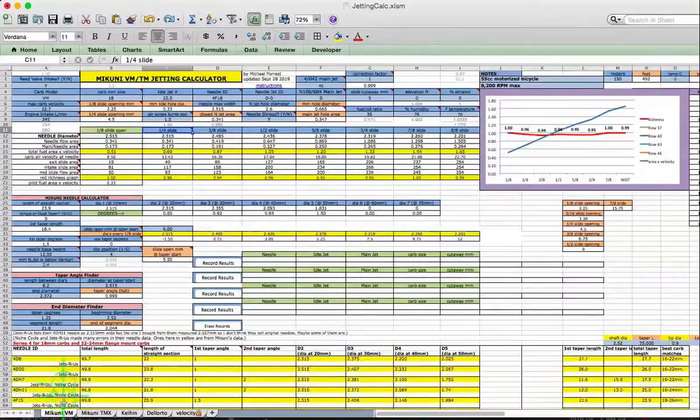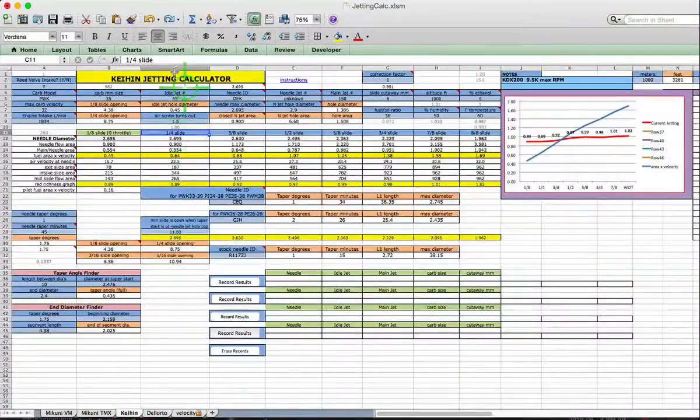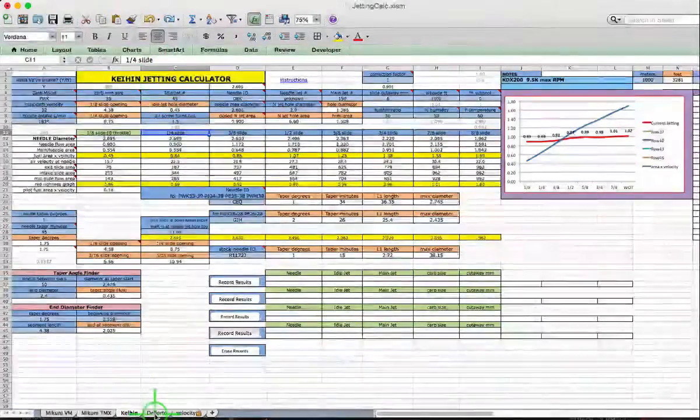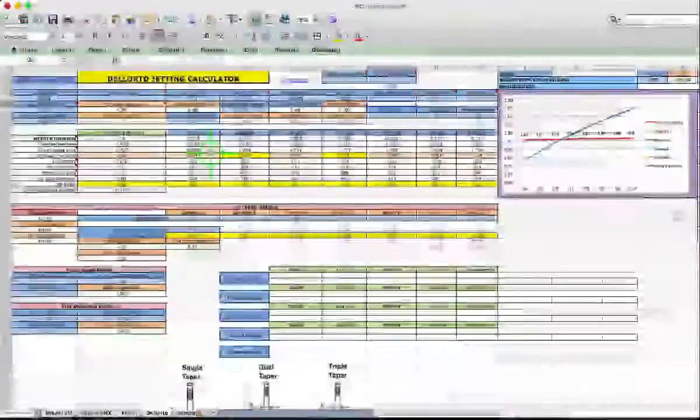So we've got a tab for the Mikuni VM and TM carbs, the Mikuni TMS and TMX, and that's not the new ones with the PowerJet. The PowerJet throws everything off, so I'm not even including that. If you want to disable the PowerJet, then yeah, this will work on the TMX. But the old style does not have the PowerJet. Keihin, which is the PWK, PE, and PJ, and most all the Dell'Ortos except for the SHA.